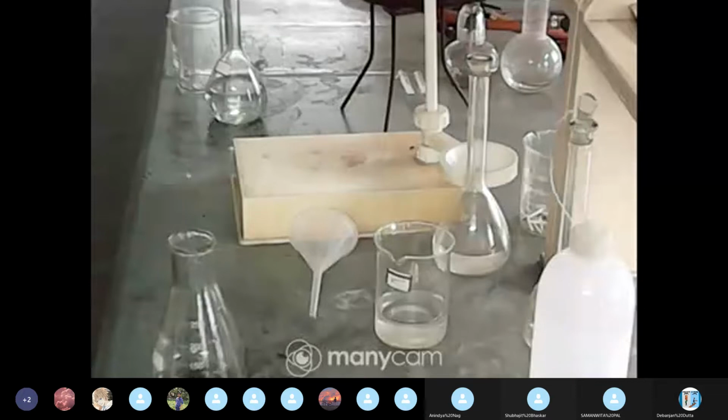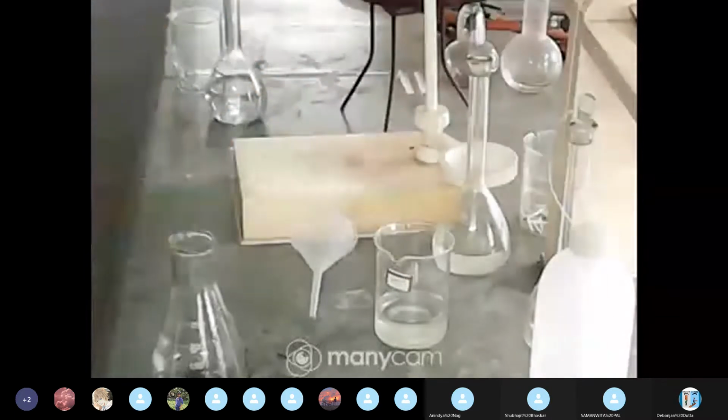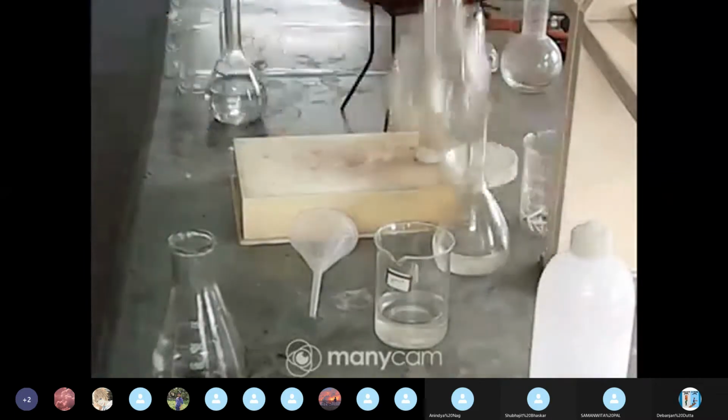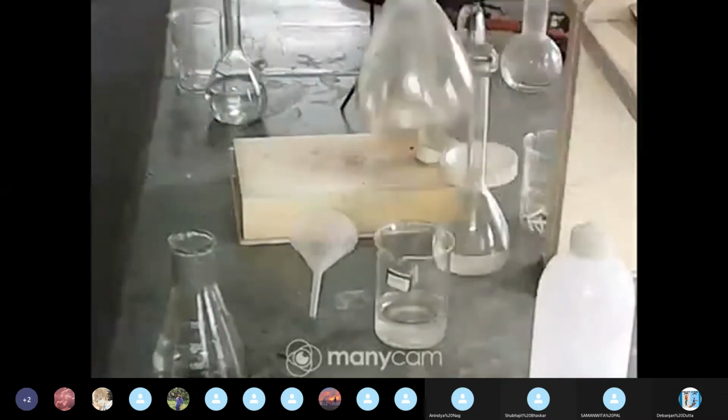Now you can hear properly. So this is 1.325 gram as we have calculated. This is already the weight taken. This is the 250 ml volumetric flask.